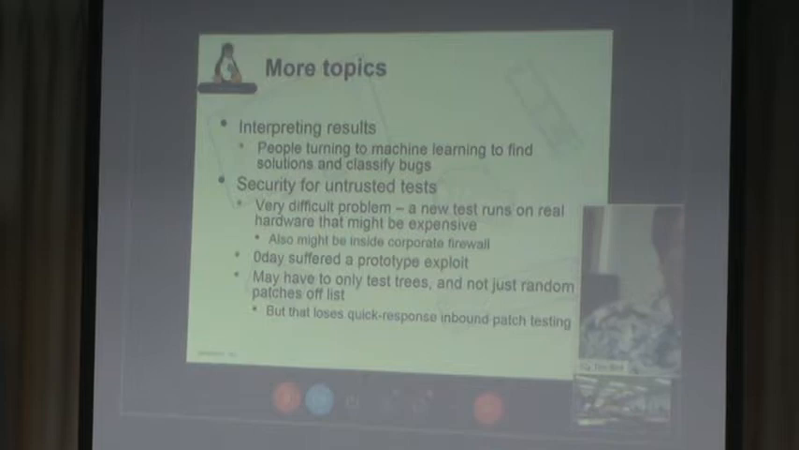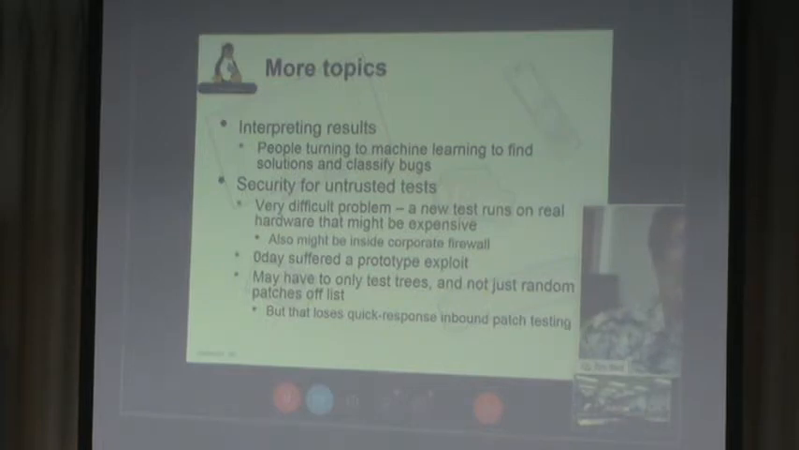The other thing was interpreting results. It turns out that a lot of companies are turning to machine learning to analyze the patterns of the bugs and try to classify certain types of bugs automatically, and to find harder to reproduce bugs automatically.